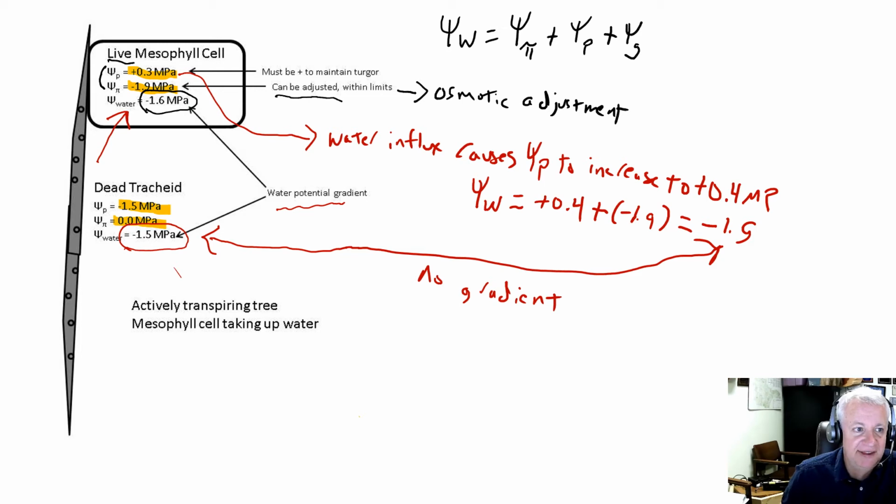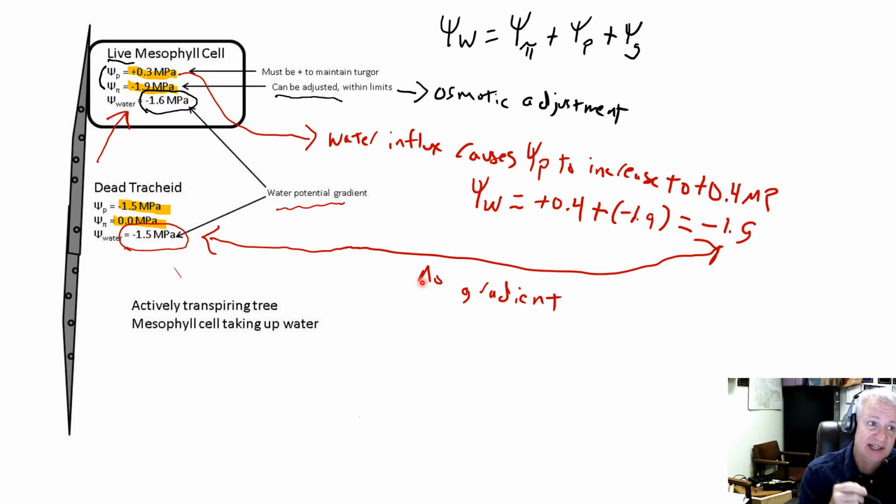So let's imagine then that water potential continues dropping in the tracheid. We have this situation where the living cell is minus 1.5. If water potential in the tracheid drops to minus 1.6, at that point water will flow from the mesophyll cell into the xylem. That can actually happen. If that happened, pressure potential would begin declining because the cell's losing water, and it might reach an equilibrium at minus 1.6 megapascals again.